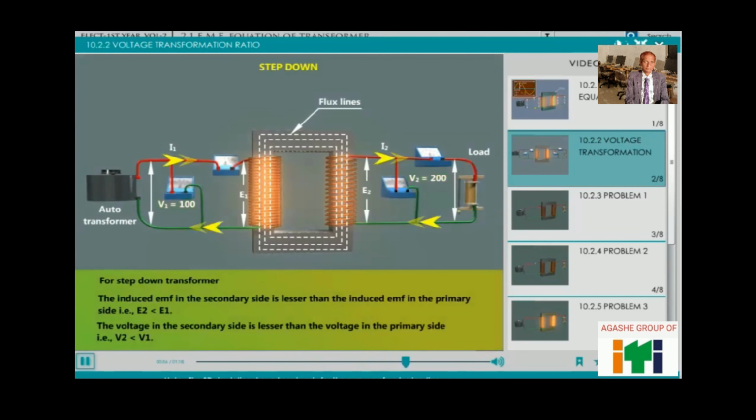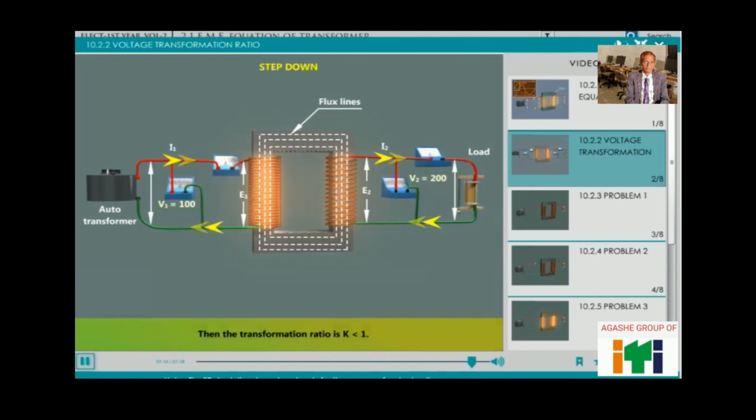For a step-down transformer, the induced EMF in the secondary side is lesser than the induced EMF in the primary side, that is E2 lesser than E1. The voltage in the secondary side is lesser than the voltage in the primary side, that is V2 lesser than V1. Then the transformation ratio is K lesser than 1.